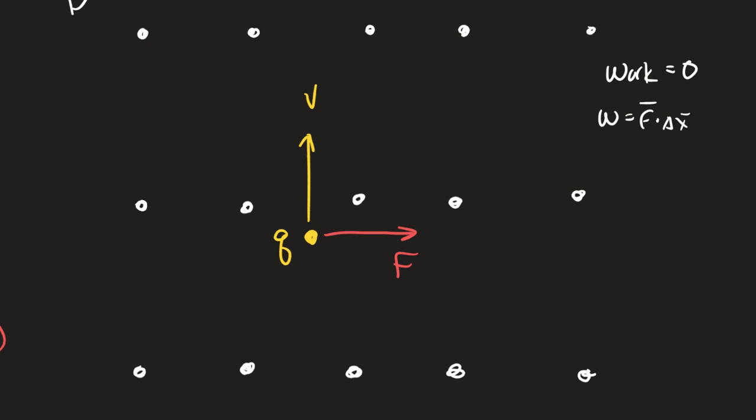So although this force can change the direction of the particle, it's not going to be able to do work, which means it can't change the kinetic energy of the particle. That's another thing to know. It can't change the kinetic energy of a free particle. If no work is being done, then there can't be a change in kinetic energy.